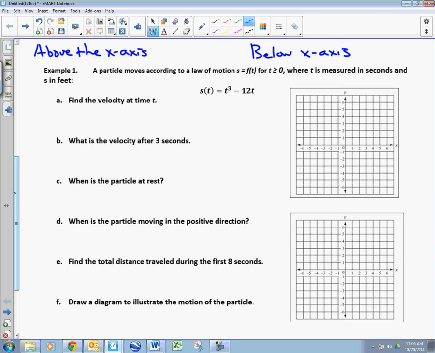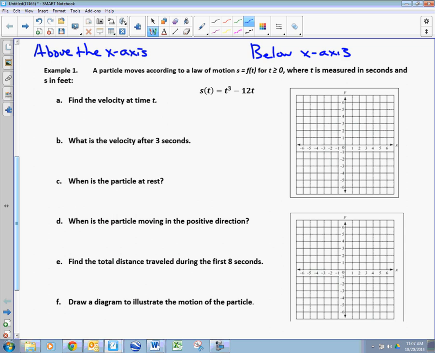That leads us to example 1. A particle moves according to a law of motion, s is equal to f of t, where t is greater than or equal to 0, where t is measured in seconds and s is measured in feet. S of t is equal to t to the third minus 12t. So that's my position function. It tells me where I'm located at a given time. So just plug in a certain time, and you know where you're at.